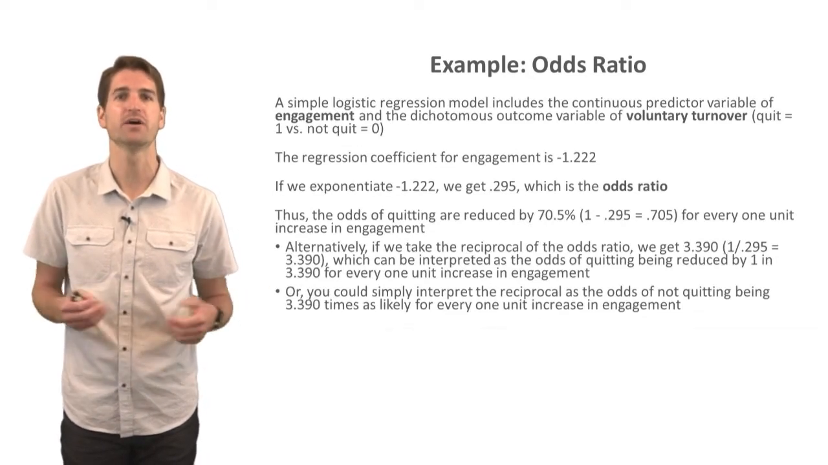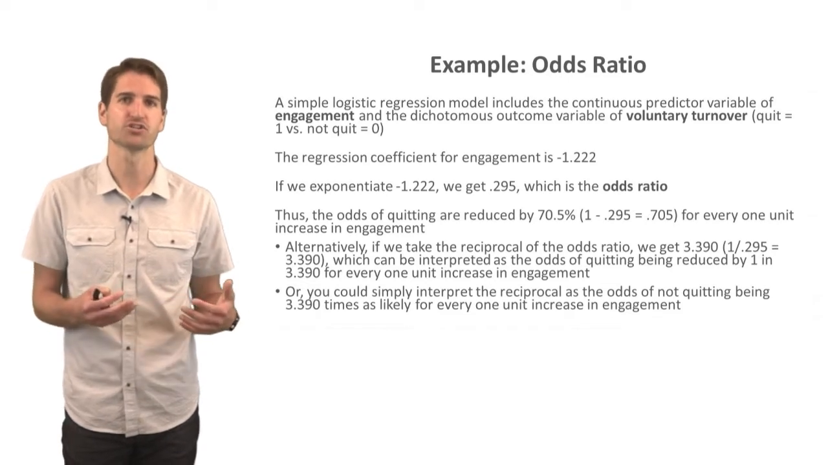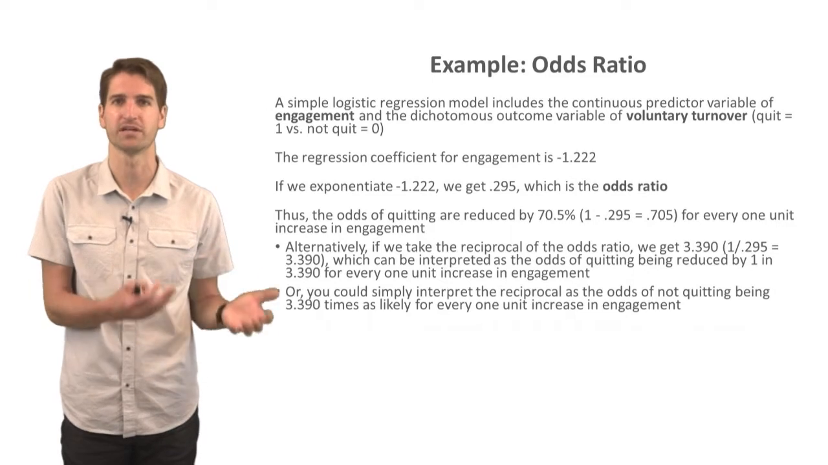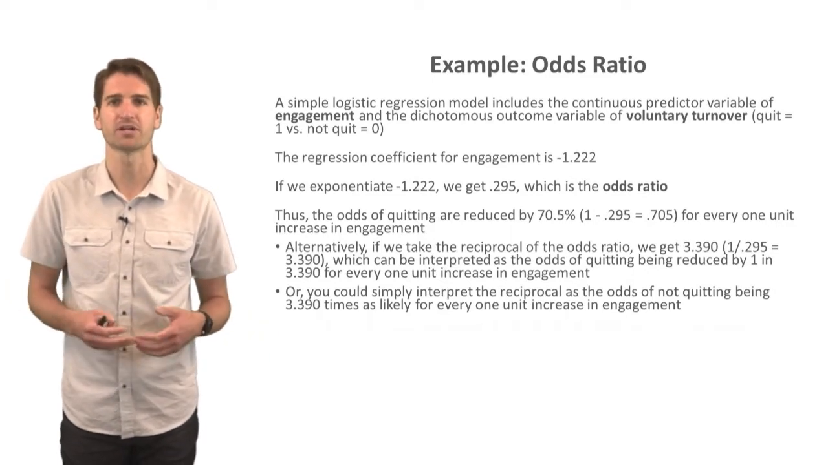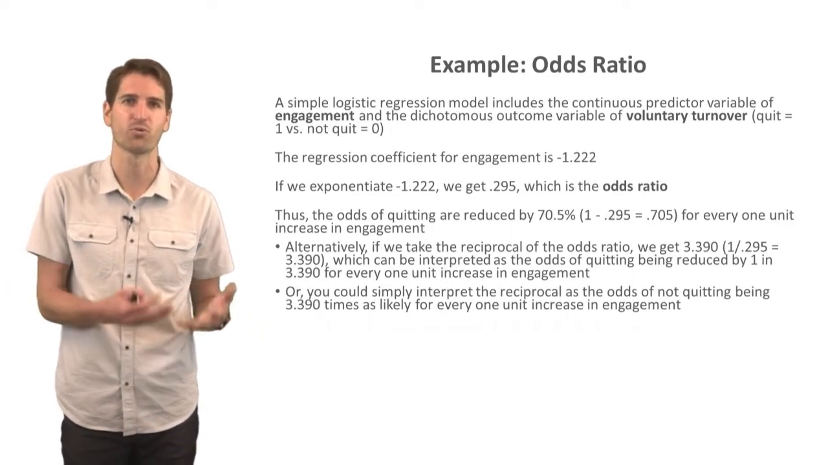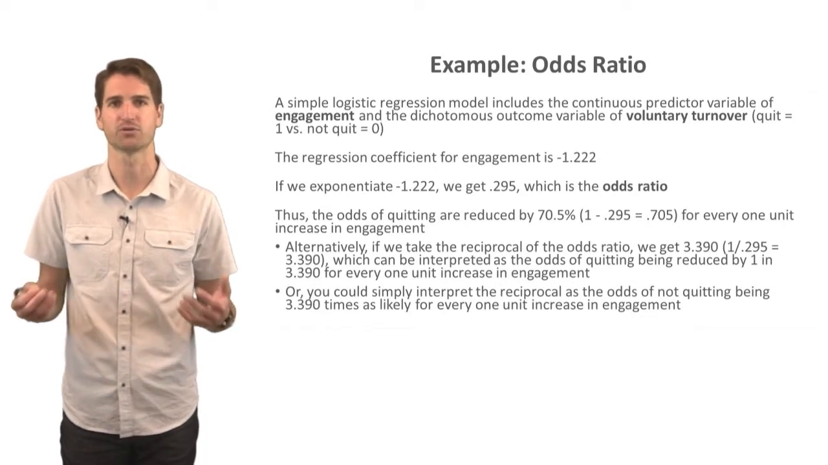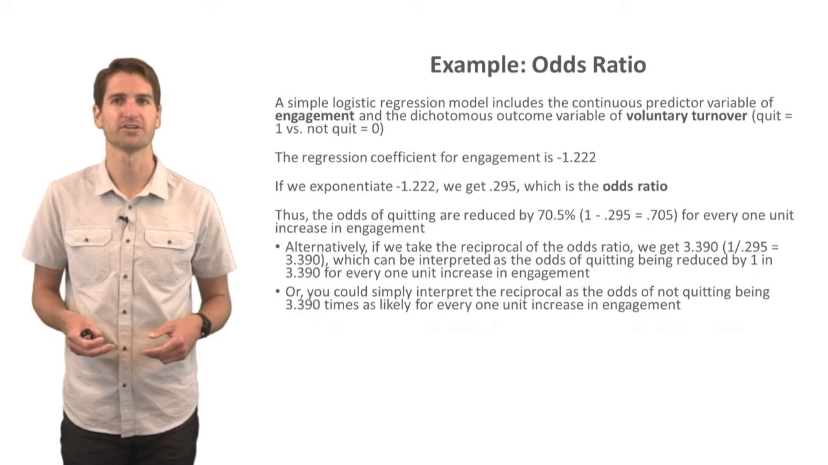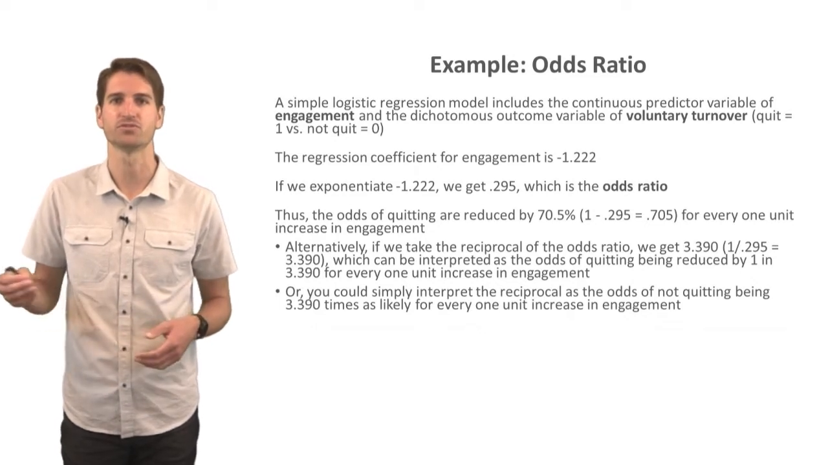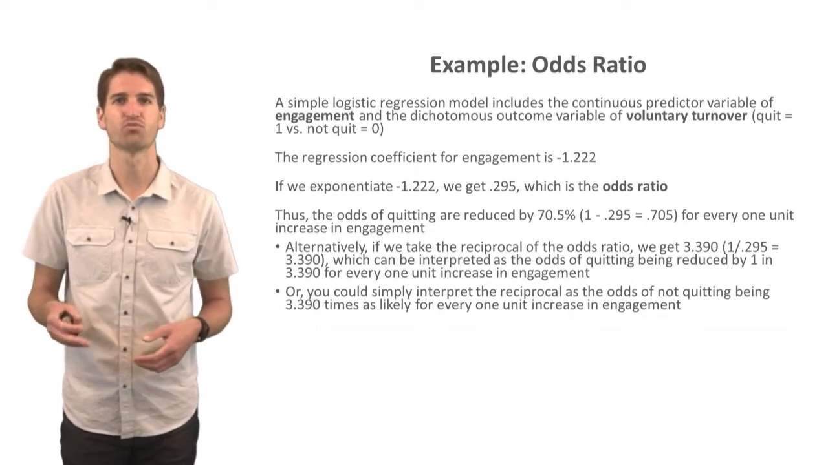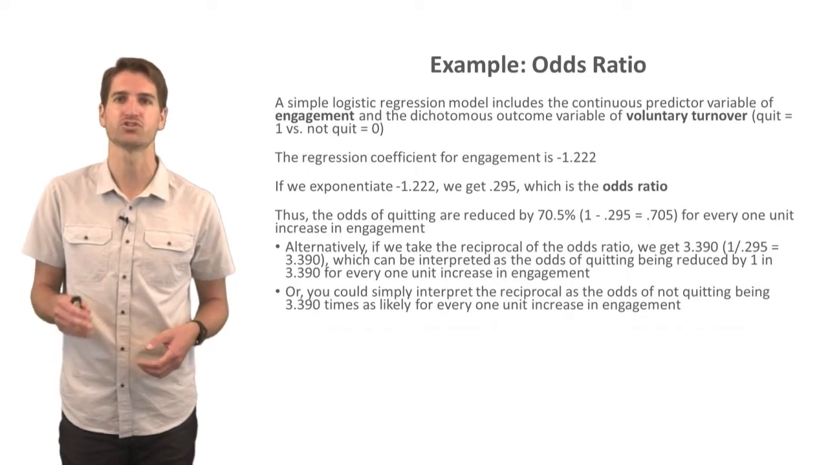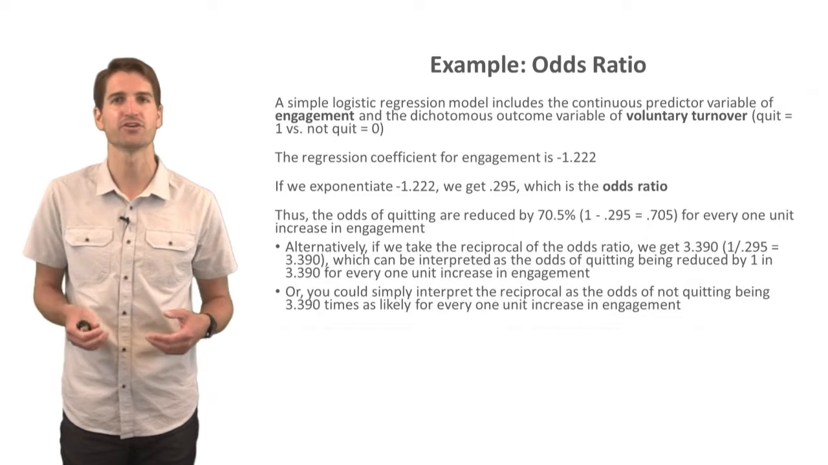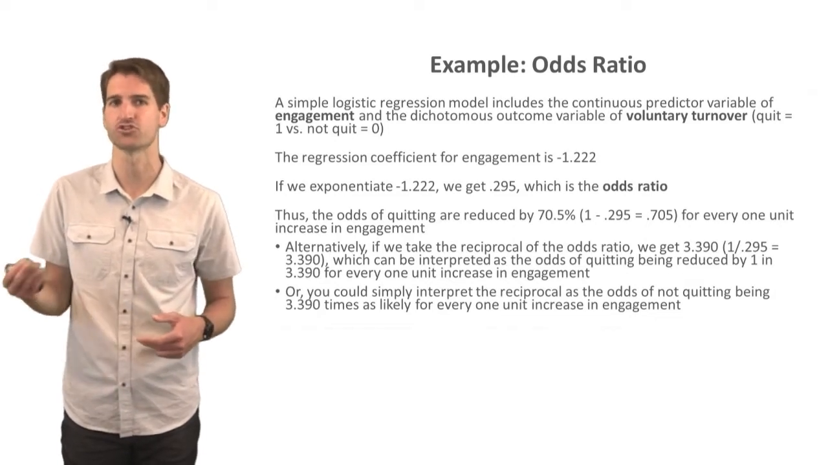So let's assume now a different example and situation where we have a simple logistic regression model that includes the continuous predictor variable of employee engagement and the dichotomous outcome variable, again, of voluntary turnover, where quit is equal to 1 and not quit is equal to 0. The regression coefficient we find from the estimated model is, let's say, negative 1.222. If we exponentiate negative 1.222, we get 0.295, and that 0.295 represents our odds ratio. And this value is less than 1. So how do we interpret this?